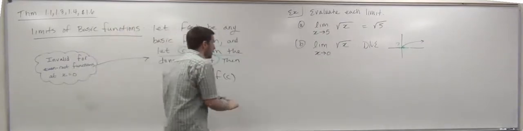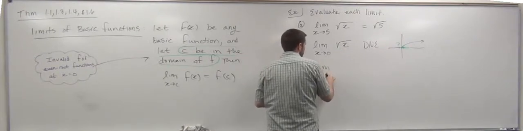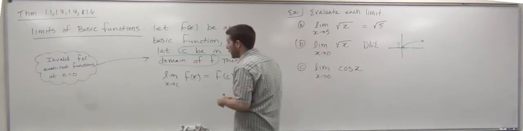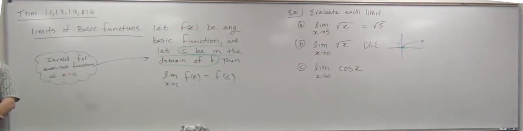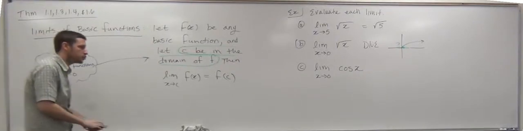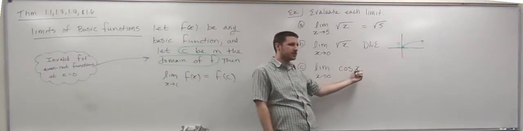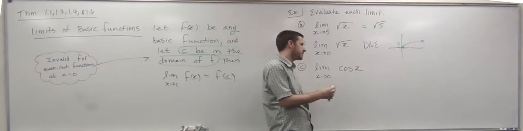What about the limit as x goes to 0 of cos x? So trig functions are basic functions. As long as it makes sense, you can plug it in. So you would plug in 0 and say this is equal to cosine of 0.